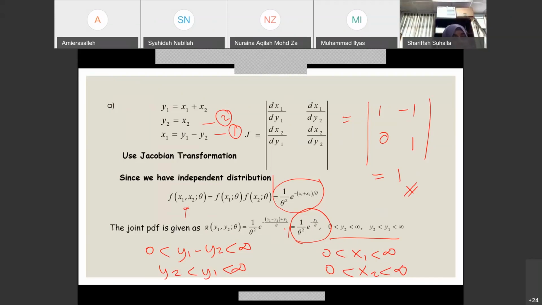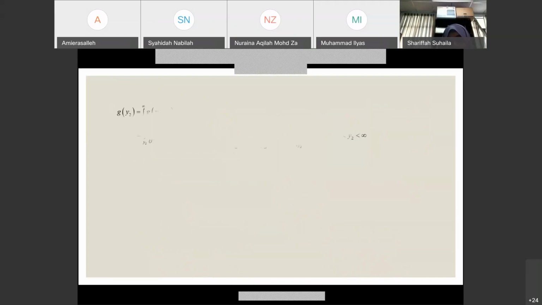Okay. So now second question. Second question, you want to show that Y2 is unbiased estimator of theta and have variance theta square. Okay, so sekarang kita nak dapatkan Y2. Sekarang ni kita cuma ada bivariate je. Bivariate PDF which is Y1, Y2. Kamu tak ada Y2. So how you want to get Y2? Using your marginal concept.